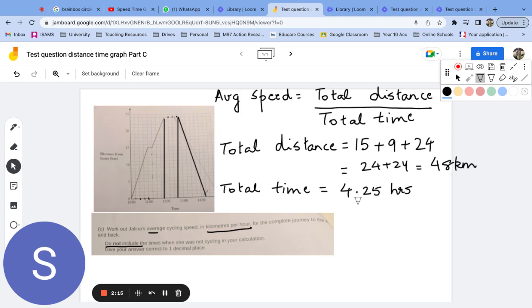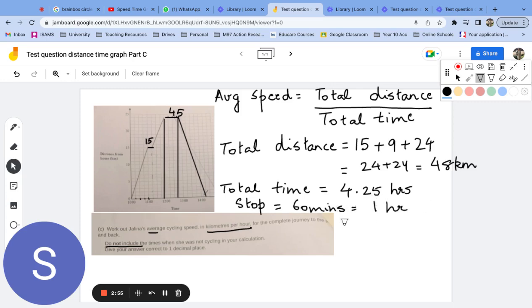But this also includes the time when she had stopped. So she stopped here, then she stopped here. We need to figure out how much time she stopped. She stopped in this bit, and then she stopped in this bit. This is 15 minutes and this is 45 minutes. So the first stop is 15 minutes and the second stop is 45 minutes. If we add them together, it becomes 60 minutes, which is equal to 1 hour.